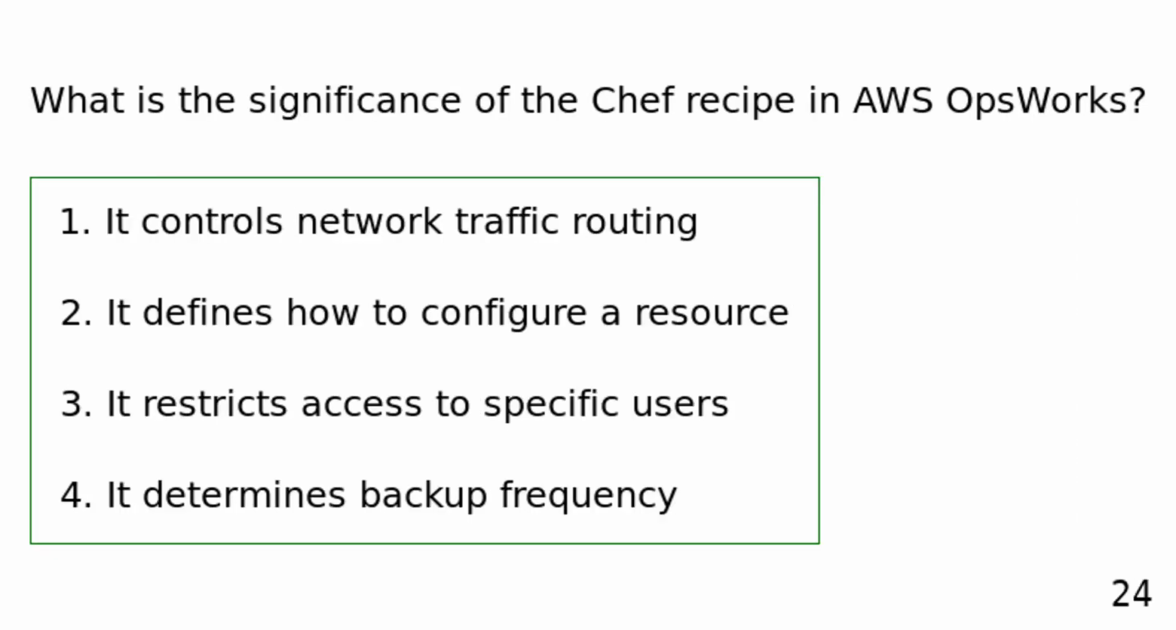What is the significance of the chef recipe in AWS OpsWorks? It controls network traffic routing. It defines how to configure a resource. It restricts access to specific users. It determines backup frequency.